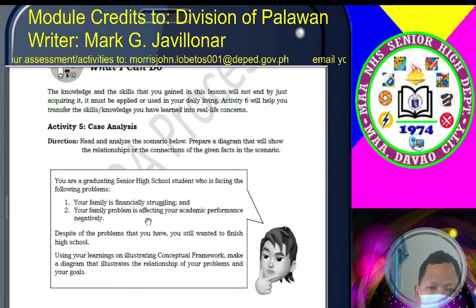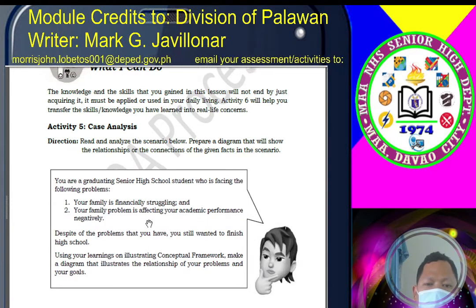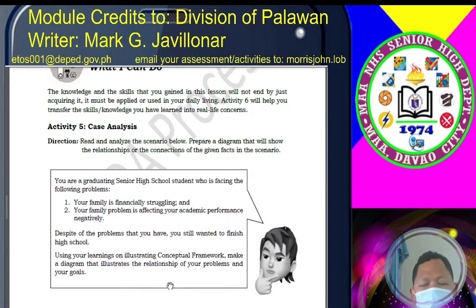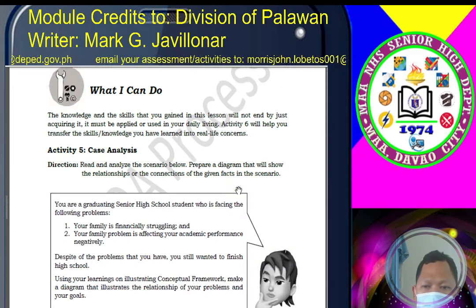So you are a graduating senior high school student who is facing the following problems. Number 1, your family is financially struggling, and number 2, your family problem is affecting your academic performance negatively. Despite the problems that you have, you still want to finish high school. So using your learnings on the conceptual framework, make a diagram that illustrates the relationship of your problems and your goals, just like in my PowerPoint presentation.